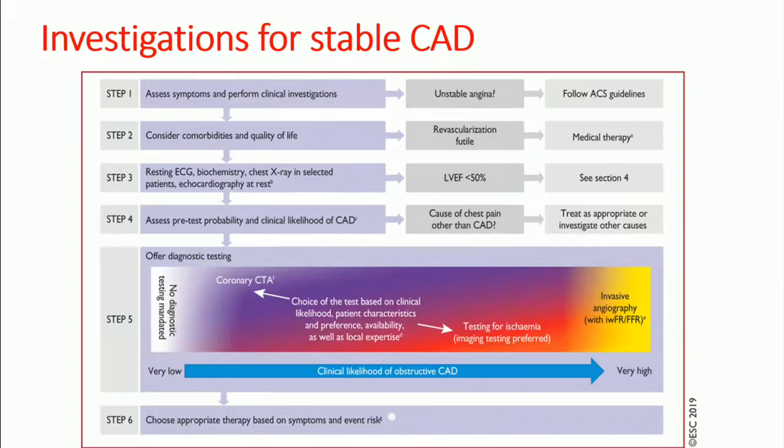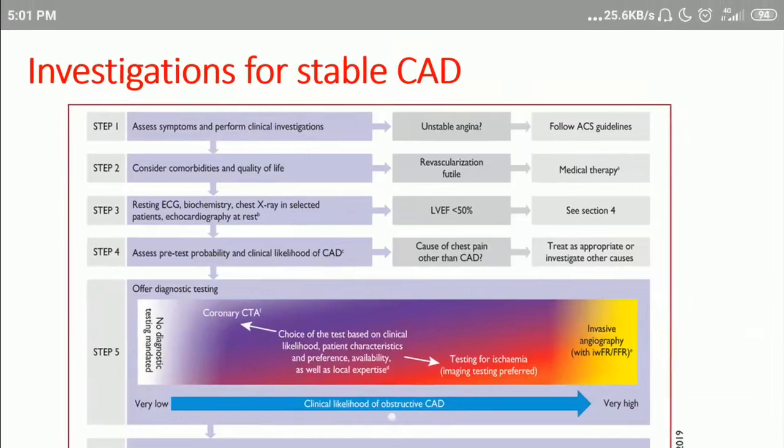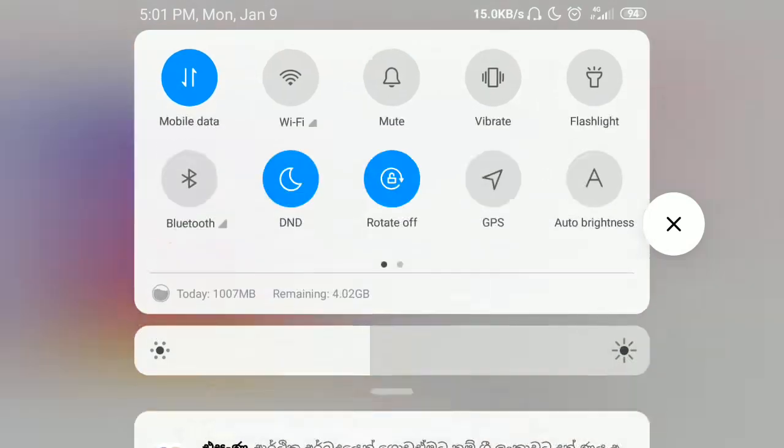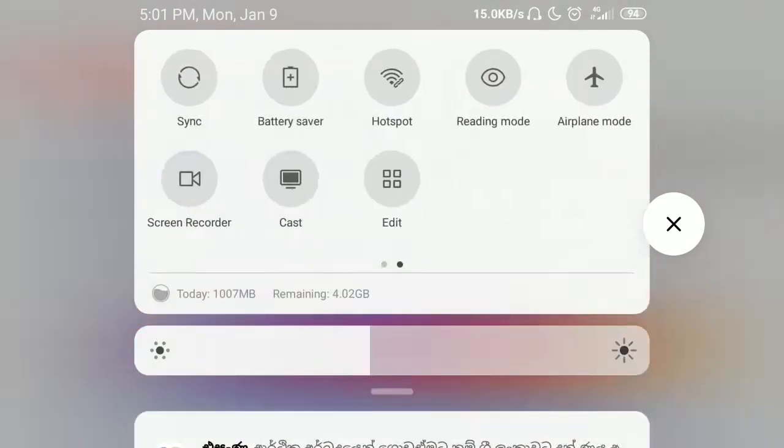So either they are on maximal medical therapy and they don't respond, or they have high risk features on their dynamic tests and clinical history. Those sort of people, we will do invasive angiograms. What are the high risk features? You don't need to know.